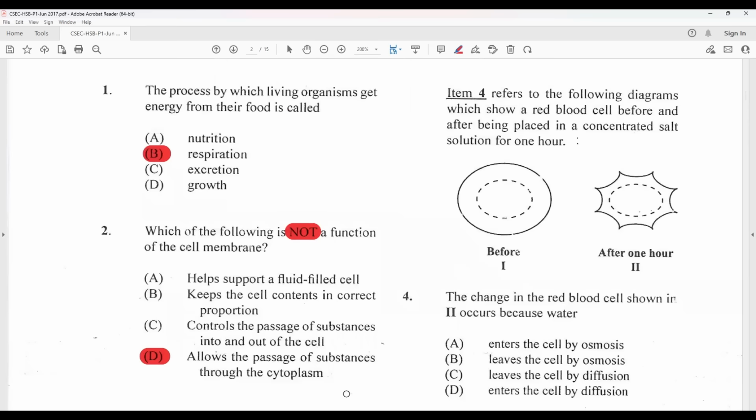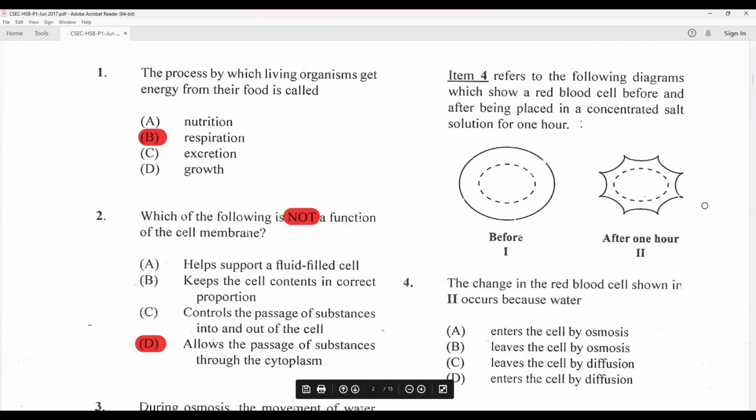Question 4. Item 4 refers to the following diagrams, which show a red blood cell before and after being placed on concentrated salt solution for 1 hour. We have the before, it's nice and full. We have the after 1 hour, it's getting flaccid, meaning liquid has come out of it.